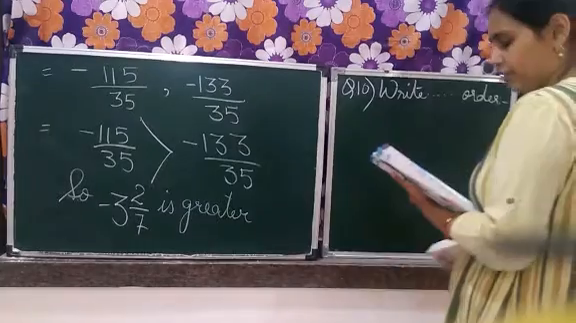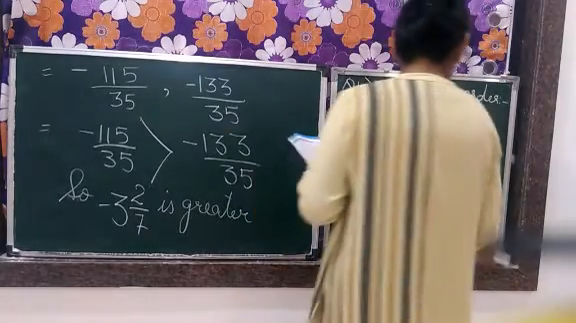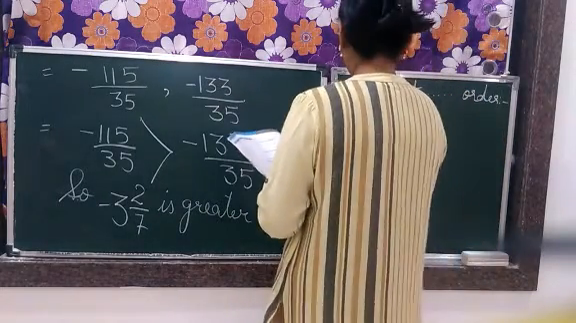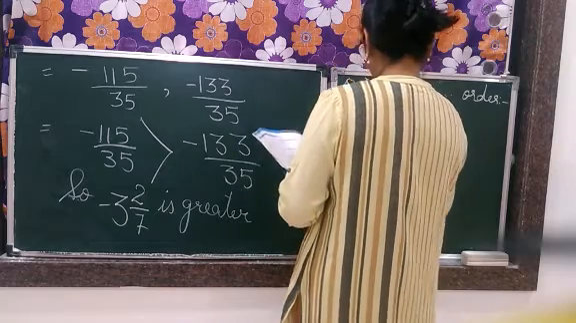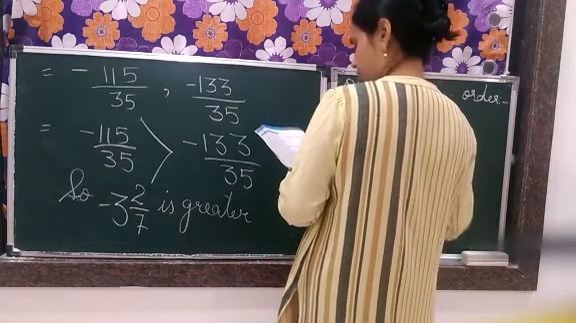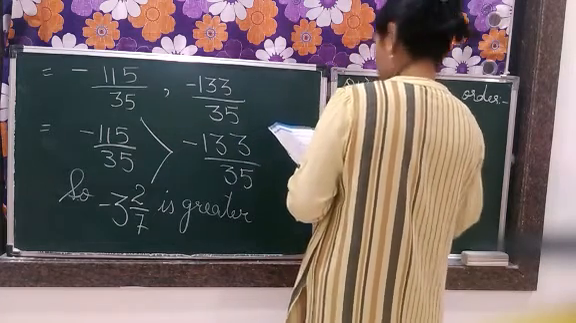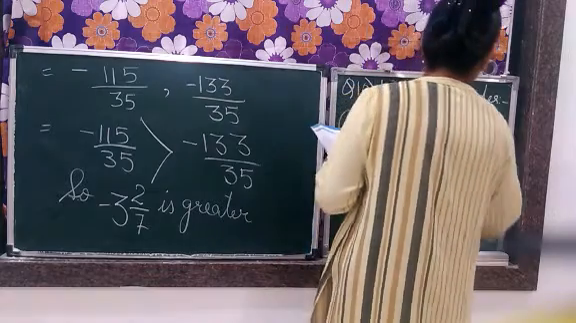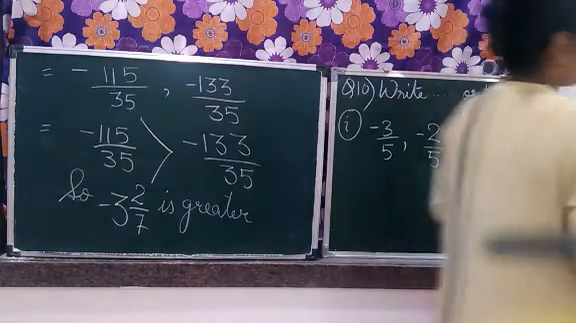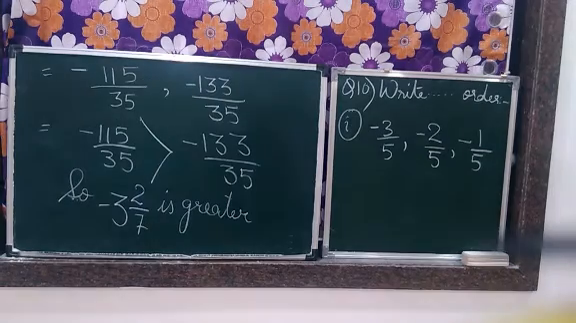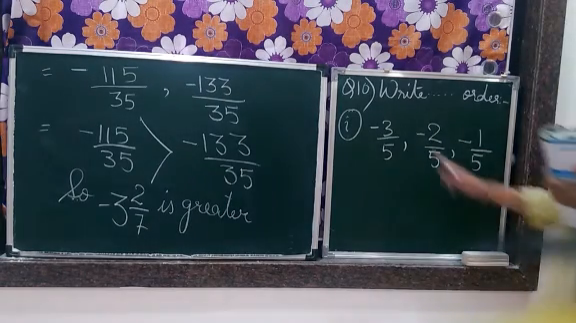So making the denominators same. If the denominators are not same, we are going to start. Minus 3 by 5, minus 2 by 5, minus 1 by 5. Since here, children, you can see the denominators are same, so we are going to compare the numerators.